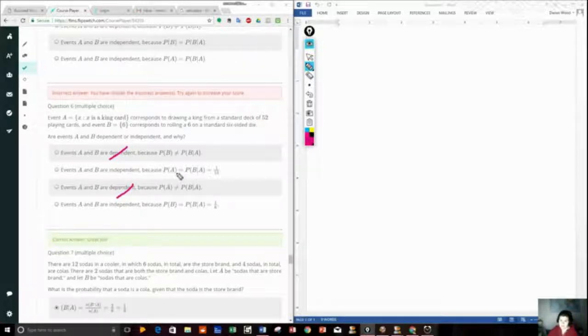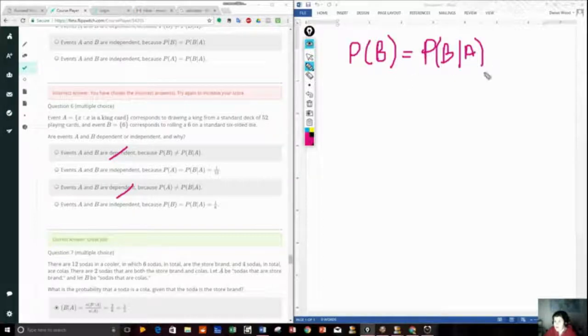Because the probability of A is equal to the probability of B given A, which equals 1/13th, or is it because the probability of B is equal to the probability of B given A, which equals 1/6? So they're going back to the independent or multiplication rule. So if you scroll up in your notes or in the level up, you should have that the probability of B is going to equal the probability of B given A for independent.